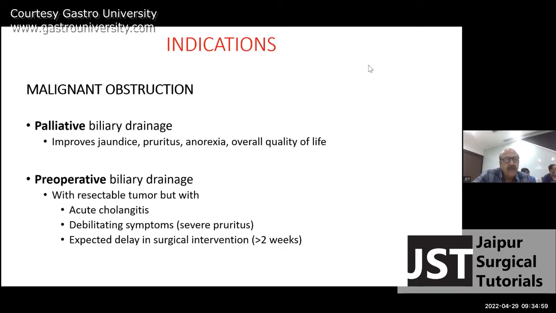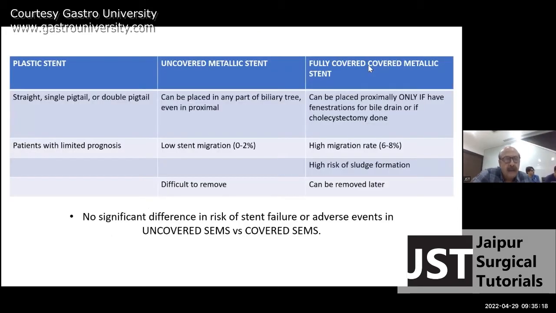With a resectable tumor, the indications are somebody landing up with acute cholangitis, which is also an indication for stenting, or an expected delay of surgical intervention of more than 2 weeks. There we stent these patients temporarily with a plastic stent and then wait for the surgical intervention. Plastic stents are straight, single pigtail or double pigtail, and in patients with limited prognosis, less than 12 weeks of survival, we go ahead and do plastic stenting.